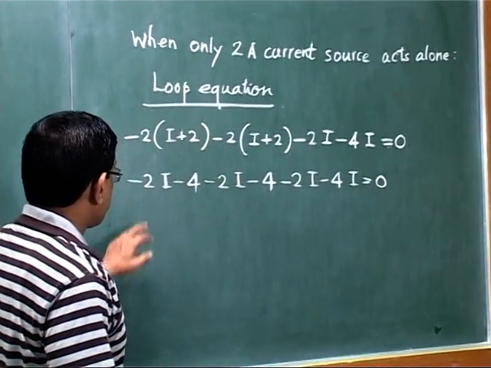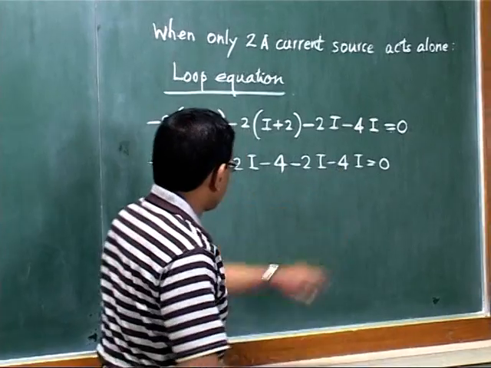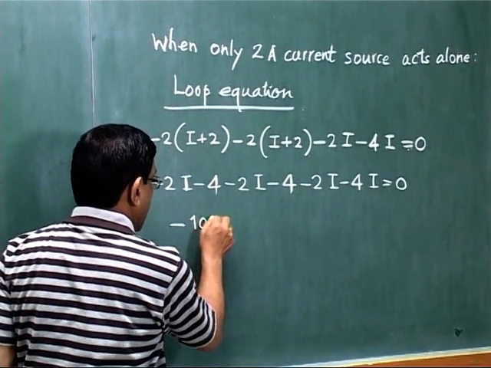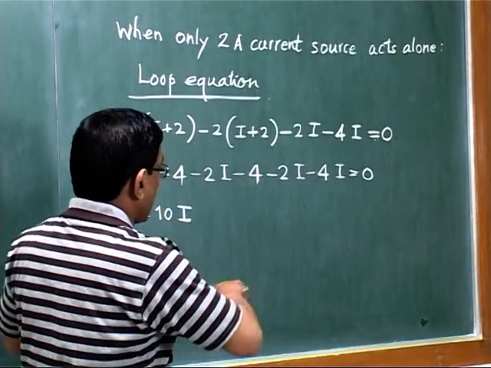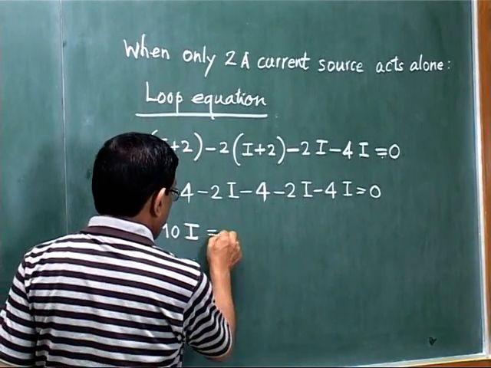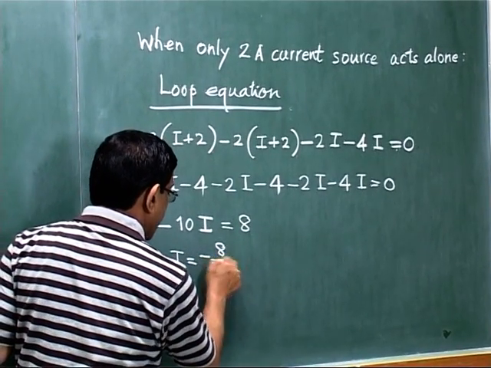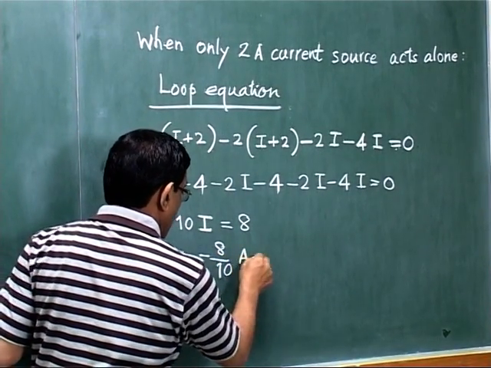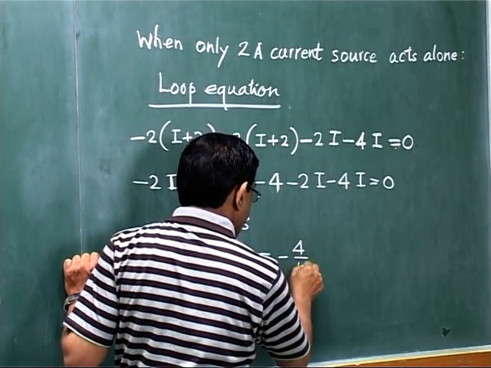So it will give us minus 2, minus 2, minus 4I, minus 6I, minus 10I. So minus 10I, and the constants minus 4 is minus 8, and we take it to the other side. So equal to 8. And so I must be equal to minus 8 by 10 ampere. Or we can say that it will be minus 4 by 5 ampere.